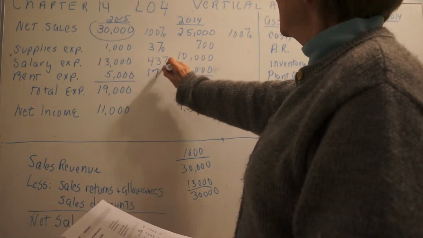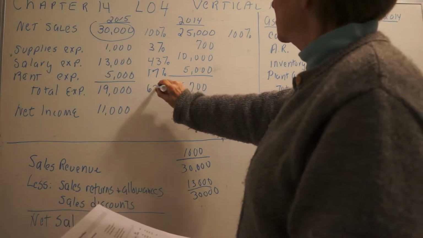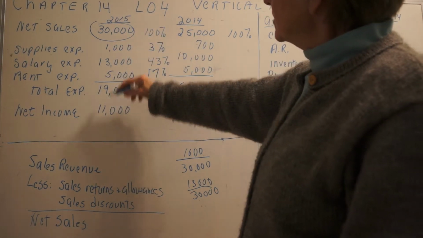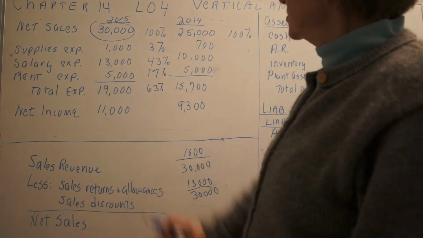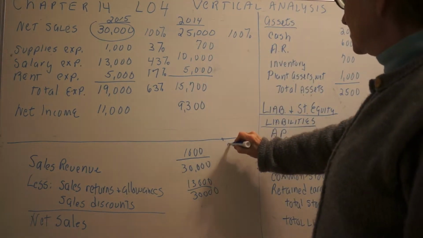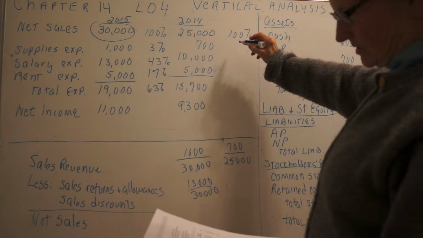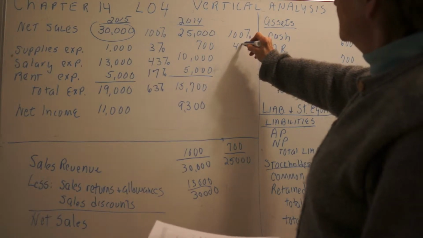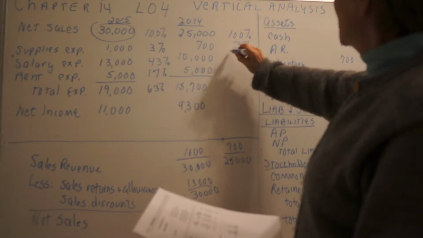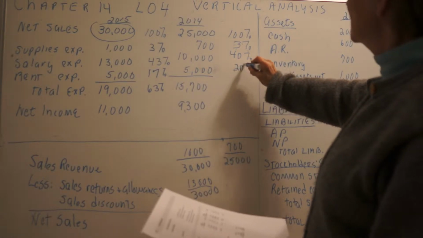This comes out to 17%, and then your total expenses are 63% of your sales, because you're going the 19 divided by 30. You're basically dividing every number here by the 30,000 net sales. When you're doing 2014, it's 25,000, so you'd be going the 700 divided by 25,000 net sales, and you would get 40%. Whoops, no you wouldn't. You would get 3%. It's still 3%. Salary expense would be 40%, and this would be 20%.